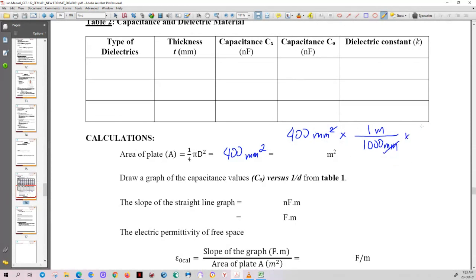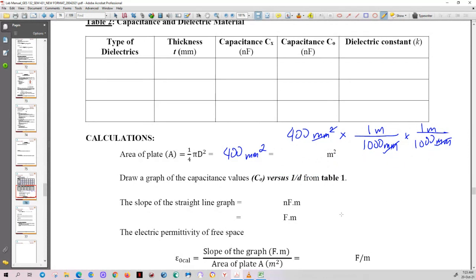So you have to multiply it again. 1 meter over 1,000 millimeter. This will cancel millimeter and millimeter here. Meter by meter will give you meter squared. So you simply take 400, multiply by 1 over 1,000, multiply by 1 over 1,000. The answer will be here. So calculate the area of the plate from your side.